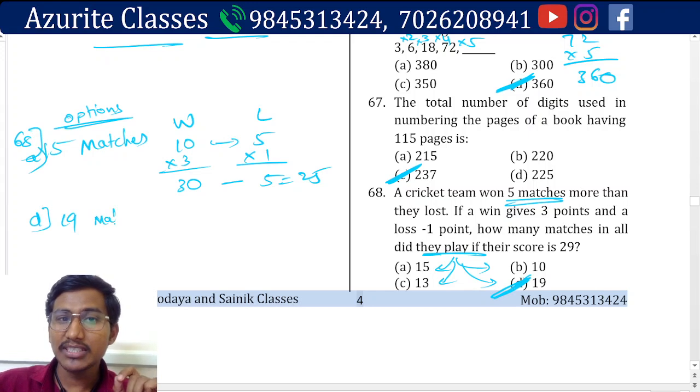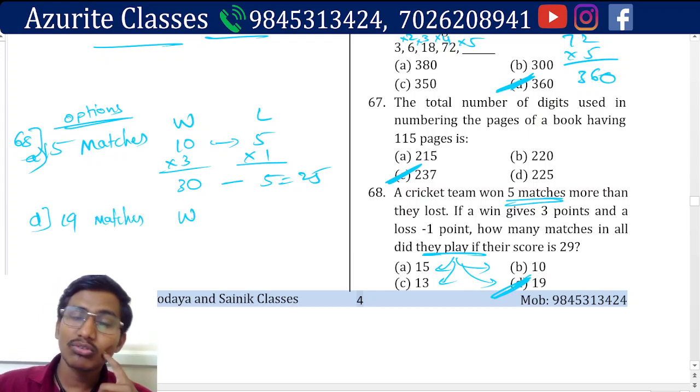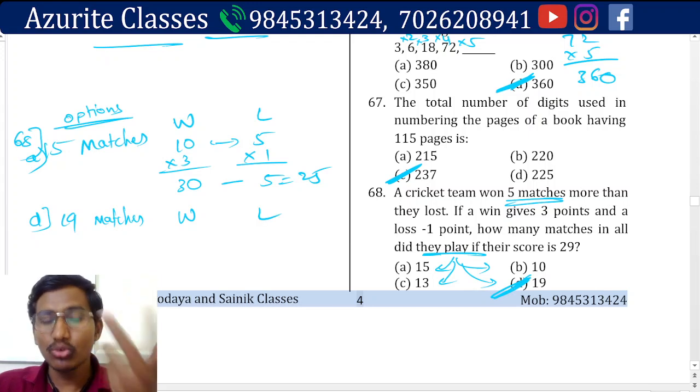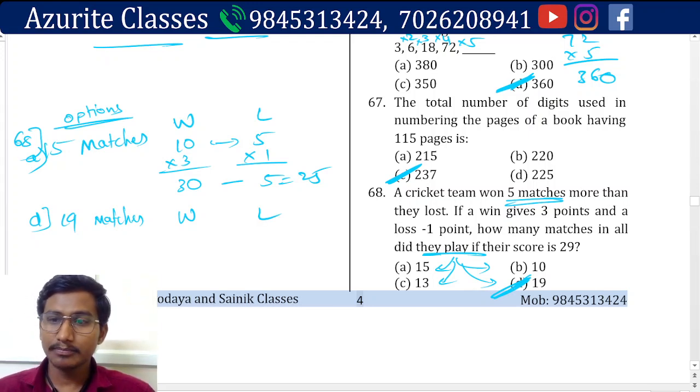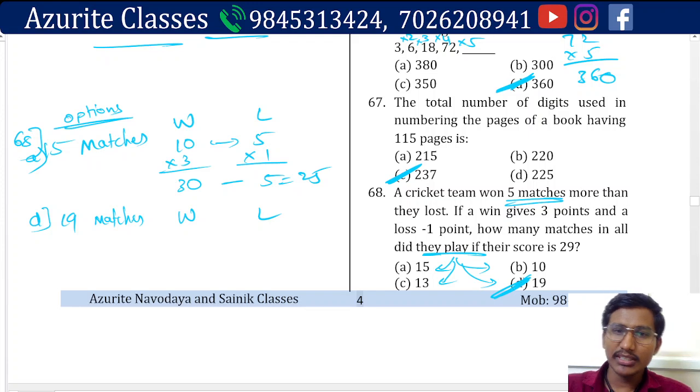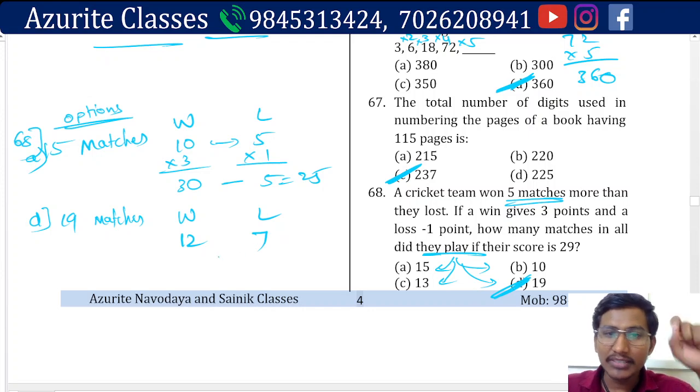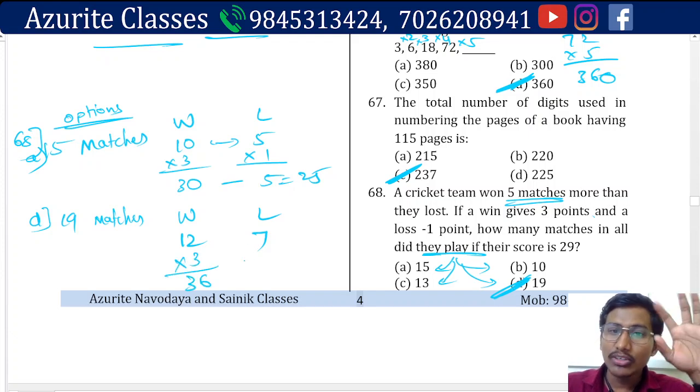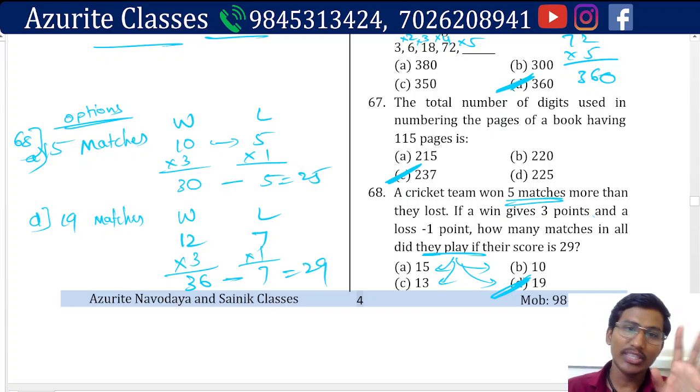So 19 matches means we can divide it as winning 12, losing 7, so 12 minus 7 is a difference of 5 matches. Here winning 3 points, 12 3s are 36, losing 1 point, so 7 points. So 36 minus 7 is 29. That is the answer, option D. Okay, so that is how you have to do.